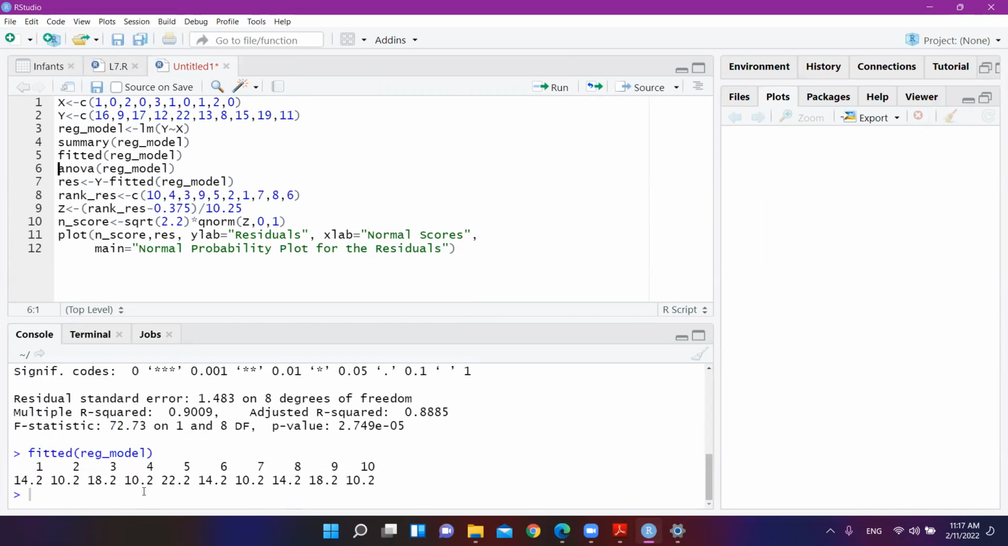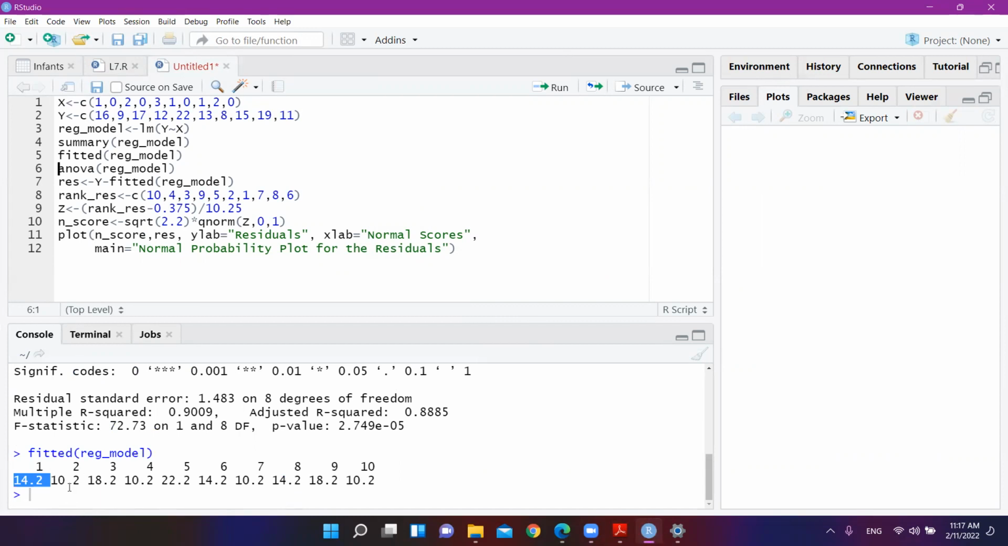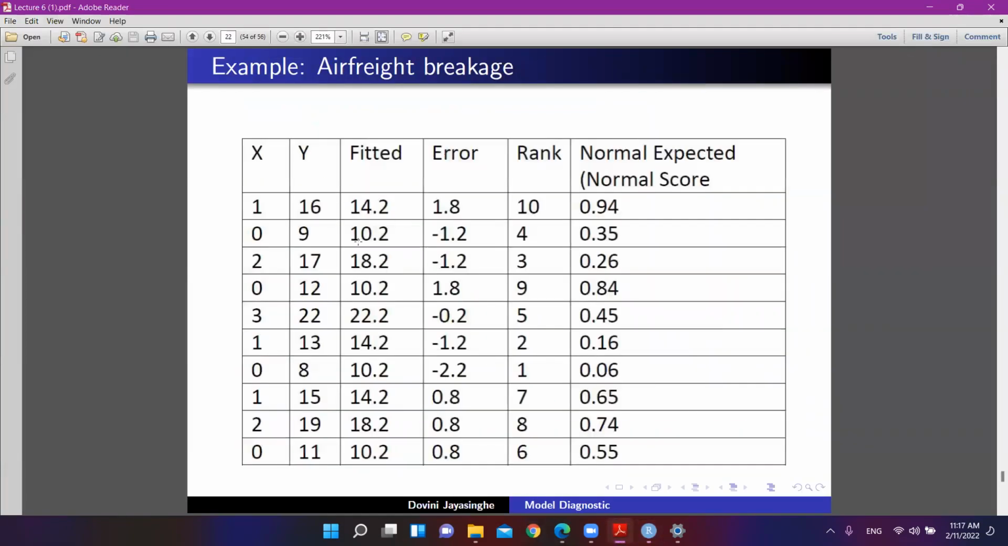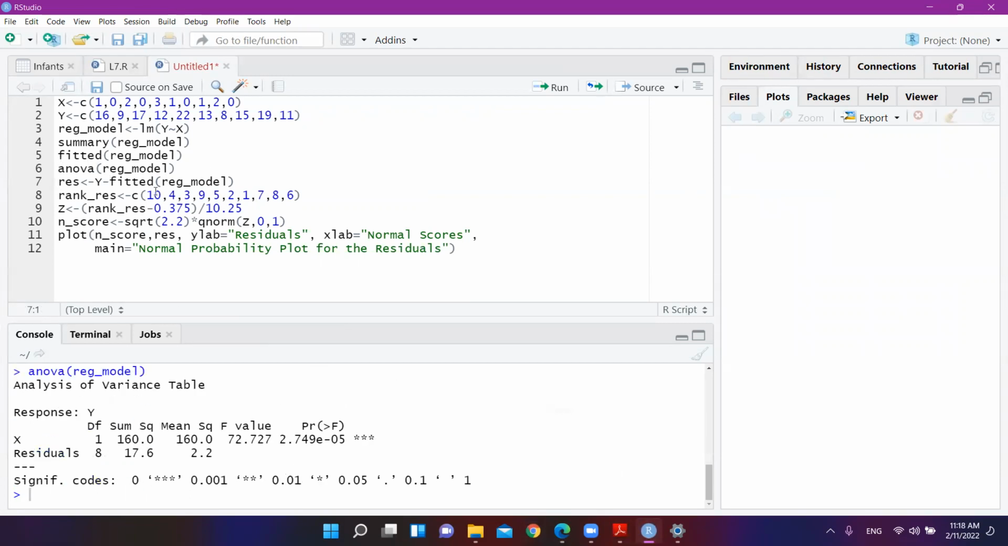So when I get the fitted values, 14.2, 10.2, 18.2, 10.2, these are the fitted values. Shall we just cross check? 14.2, 10.2, 18.2, 10.2, likewise. We have gotten the fitted values by that code line, right? Don't worry. So then I have taken the ANOVA table. It's very easy. And Y, so these observations minus the fitted values will give you the residuals.